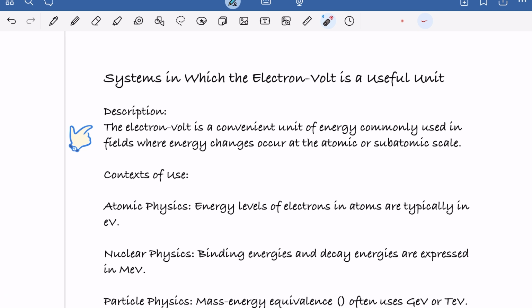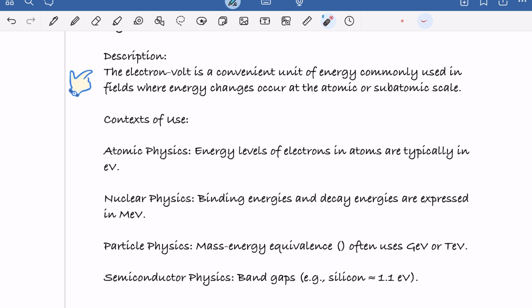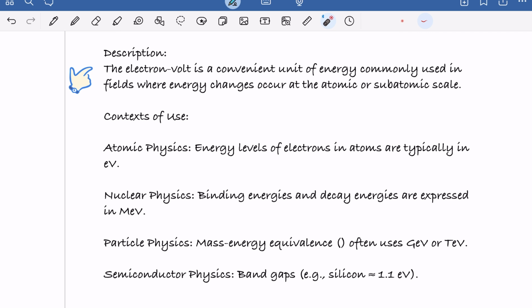But having introduced the electron volt, I wanted you to know that the context of use of the electron volt is spread across a lot of fields. For example, in atomic physics, energy levels of electrons are typically in electron volt. Now, I think the first orbit energy of hydrogen is negative 13.6 electron volt. And then the second orbit is something like negative 5 point. I can't remember it exactly. I just want to say that it's all expressed in electron volt.